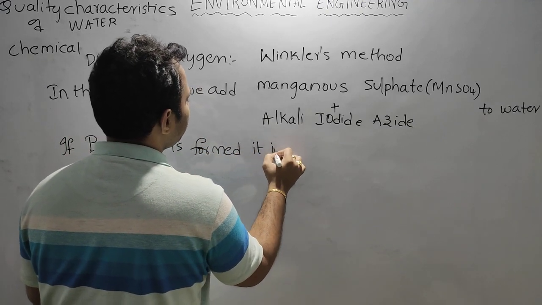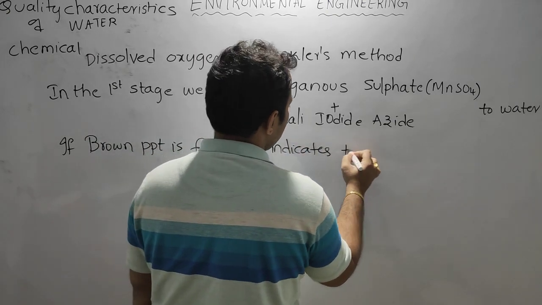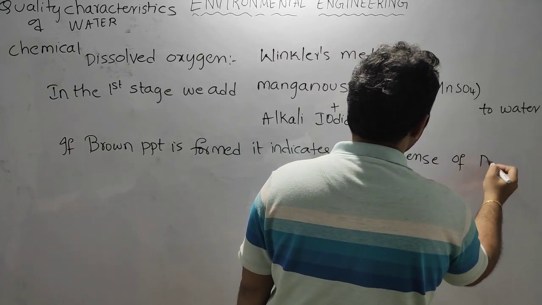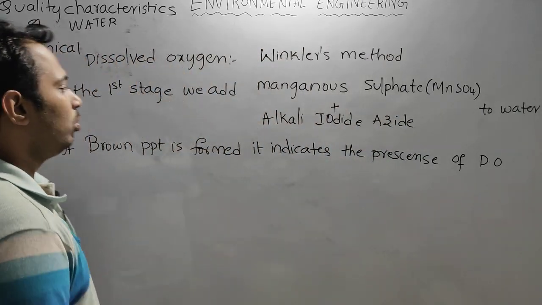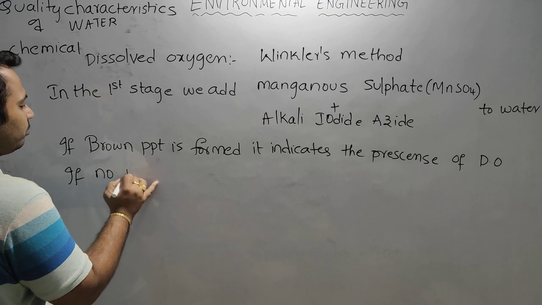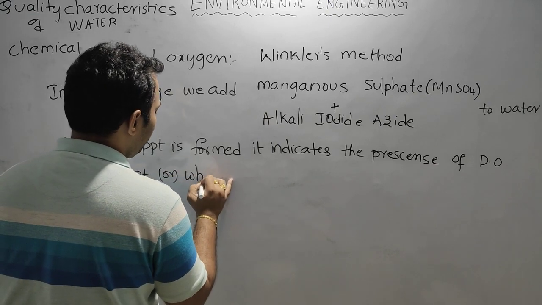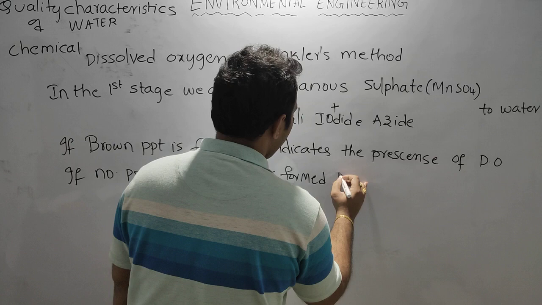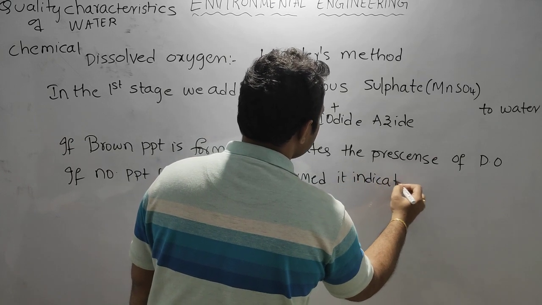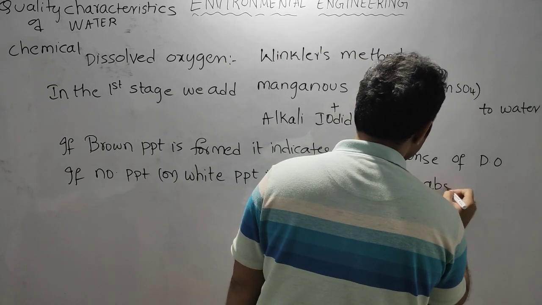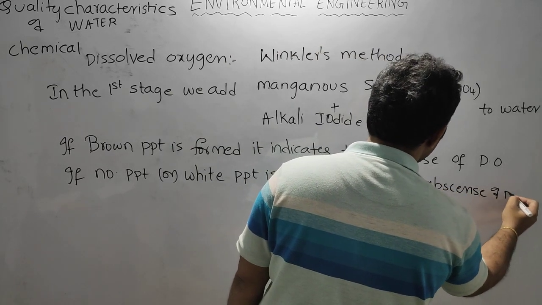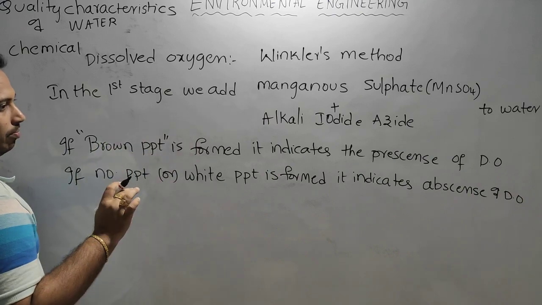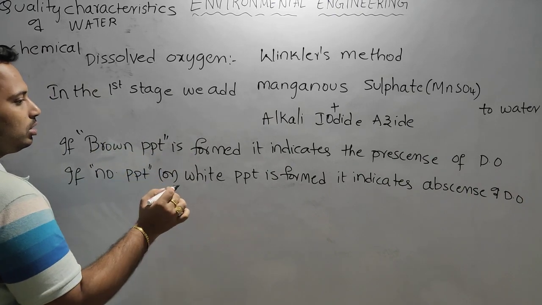it indicates the presence of DO. If no precipitate or a white, colorless precipitate is formed, it indicates the absence of DO. So if brown precipitate is formed, that means the DO is present. When no precipitate is formed, DO is absent.